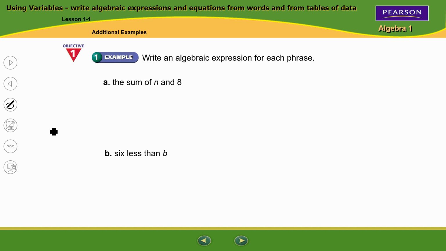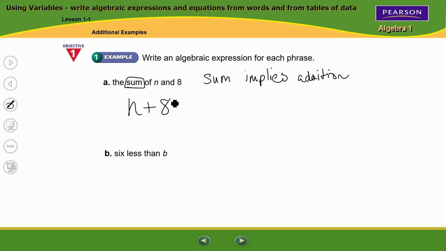All right, so problem 1. Writing an algebraic expression for each phrase. The sum of n and 8. Sum is going to be one of our key words here. Sum implies addition. So this means we are going to add n and 8. So the expression that matches these words is n plus 8.